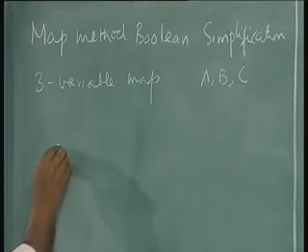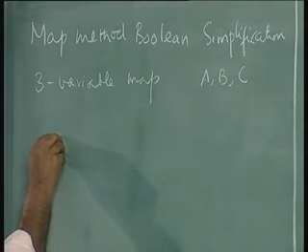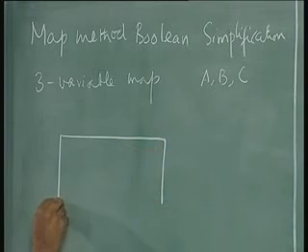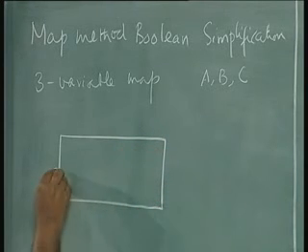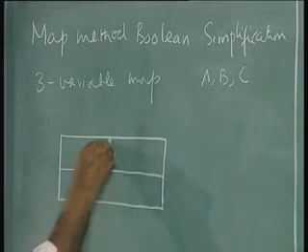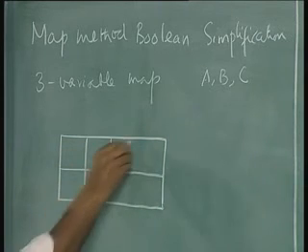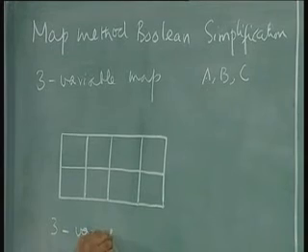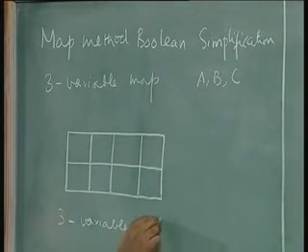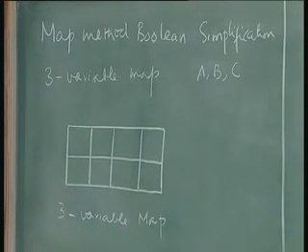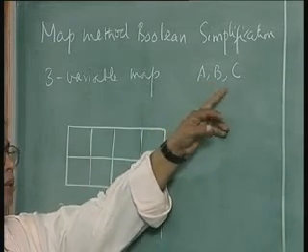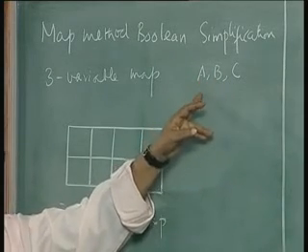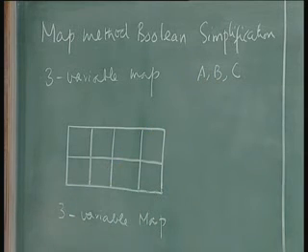This is how it is going to look. You can draw it horizontally or vertically, it does not matter. I need 8 cells in this map. I call this a 3 variable map. The 8 cells correspond to the values A bar B bar C bar, A bar B bar C, A bar B C bar, A bar B C, and so on. This will be represented here.